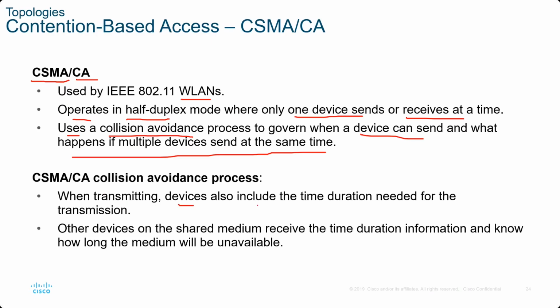When a transmitting device also includes the time duration, how does it avoid collision? Every time your device sends a wireless frame, it includes a time duration in the frame needed for the transmission. So every time your device is sending a frame, there is a special field in the frame where it puts, like, hey, I need to send more data for the next 200 milliseconds. So everyone in the network, please don't send anything for 200 milliseconds because I am sending data.